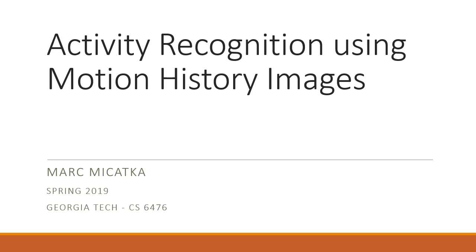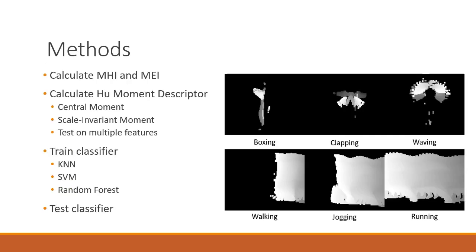Katka, and this is activity recognition using motion history images, final project for CS6476. Motion history images are static representations of temporal activities.